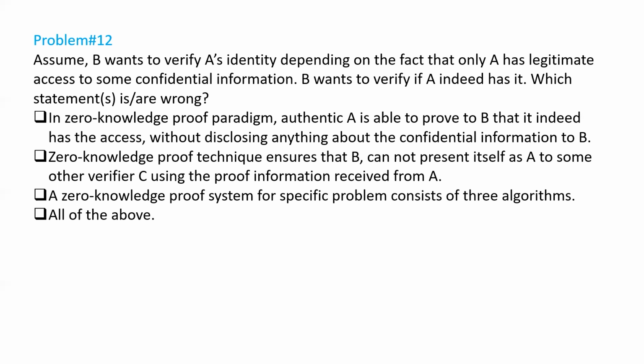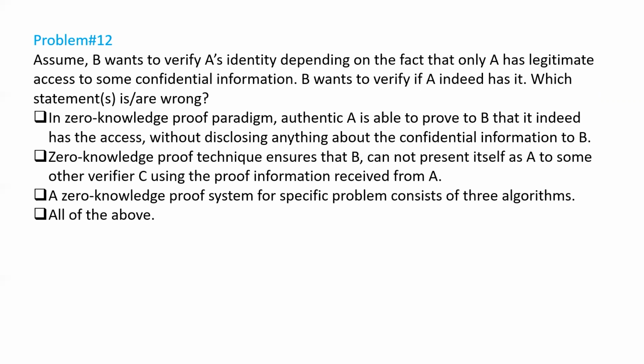So that is what I was just saying: after B verifies A to be an authenticated entity, if it gets some information from A, which it can reuse for its own purpose, then if B is corrupted, it can use that information and verify itself to be an authenticated entity to some other verifier C. That should not be the desired scenario. So the second statement is correct, that zero knowledge proof technique actually ensures that such a thing does not happen.